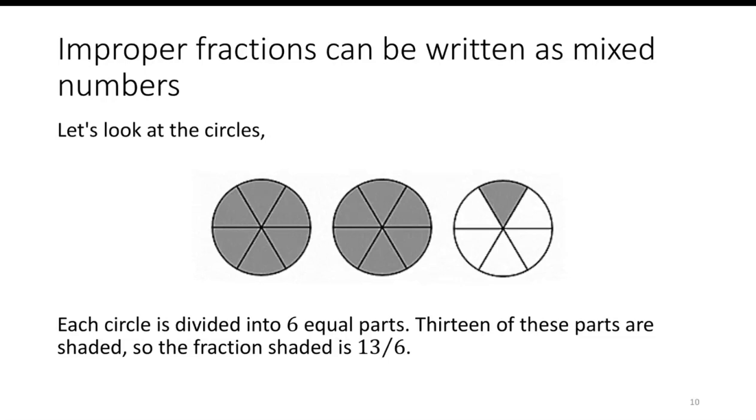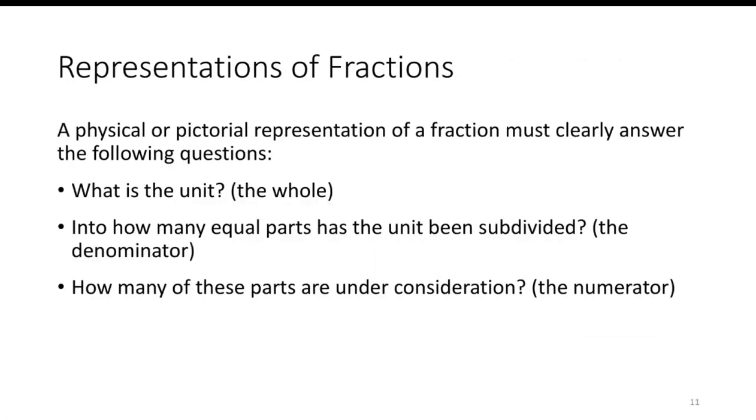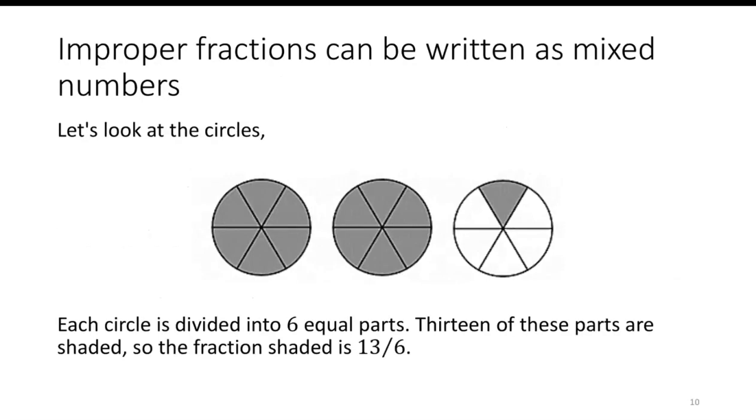Improper fractions can be written as mixed numbers. If you look at this circle, each circle is divided into 6 parts. 13 of these parts are shaded, so you could consider this fraction to be 13 over 6. But I can also write this as 2 wholes and 1/6. So 13 over 6 is the same thing as 2 and 1/6.